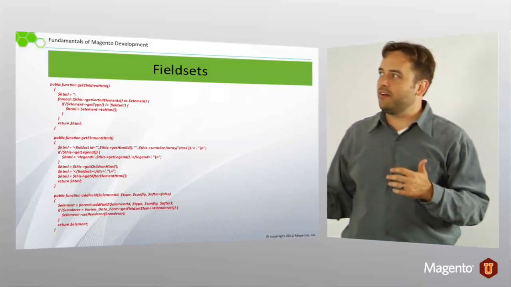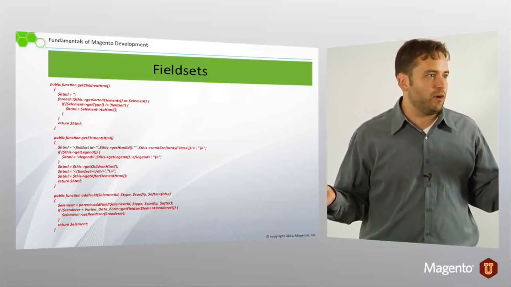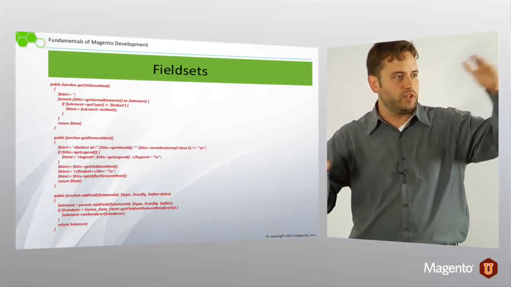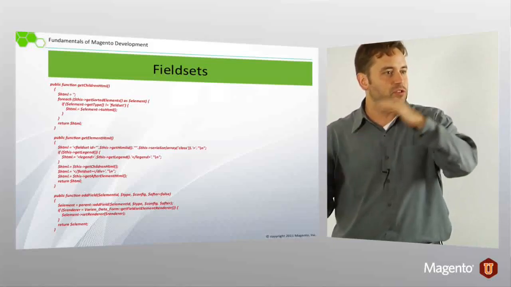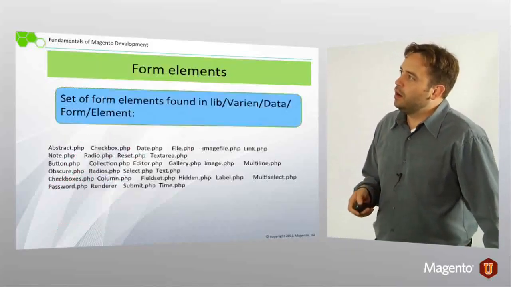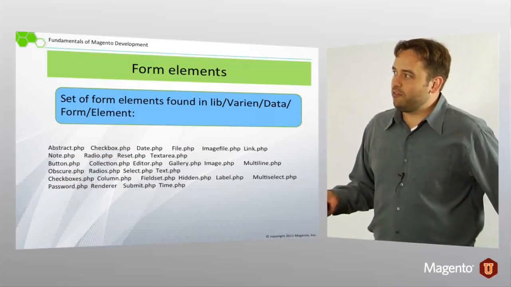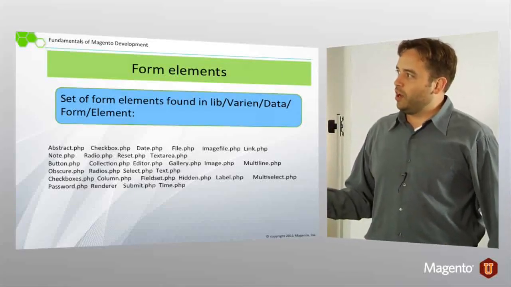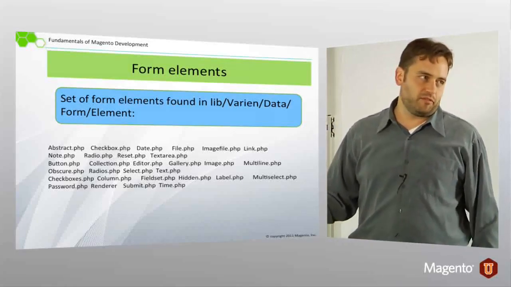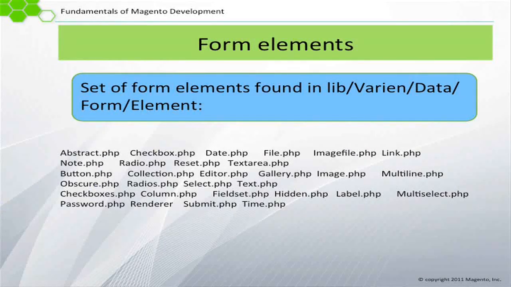So basically what we have here, just like within any HTML form, you have field sets, and that field set would contain fields. So we add fields to a field set. So what kind of fields can we add? What kind of elements do we have? Well, we have a lot of them. And if you would like to find them, you would look under lib Varien data form element. And then, of course, you'd be more than welcome to create your own if you need it.